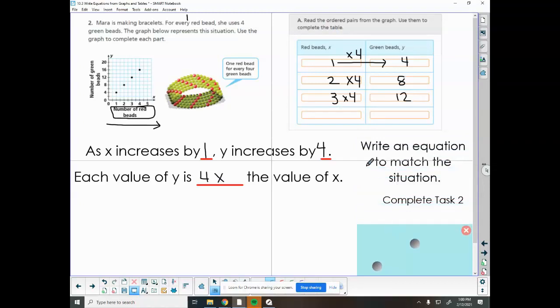Now we want to write this equation. What pattern were we following? What did we do every time? We multiplied by 4. What did we multiply by 4? Well, all of these numbers are represented by X. And when we do 4 X's, that's going to equal Y. So we just plug in those variables. We replace what this here stood for, X. What did we do to it? And it equals the second variable. So go ahead and complete task 2 and then come back when you are ready for task 3.